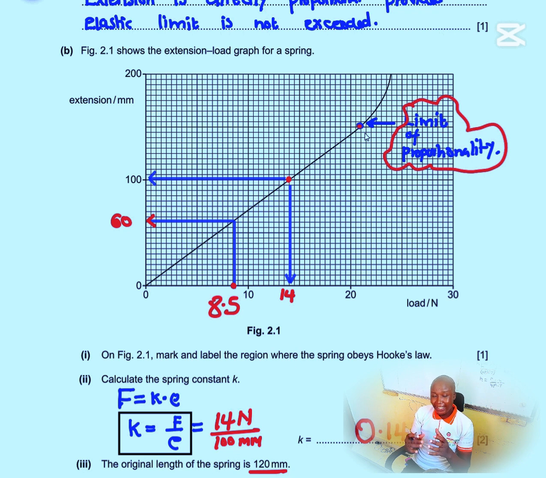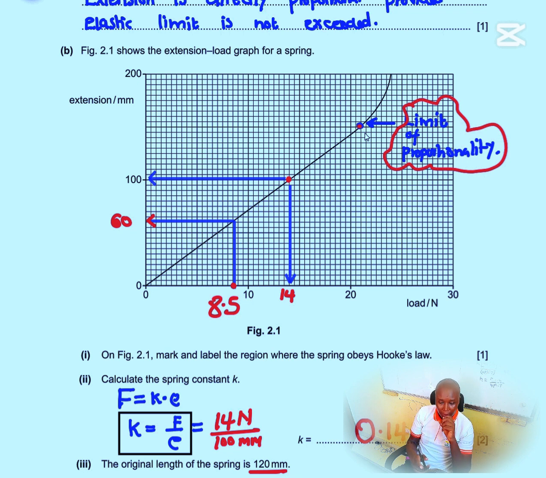So if you are asked to define limit of proportionality, what are you going to say? Can you put it in the comment section there? What is the limit of proportionality? If you are preparing for these major exams, you should know how to define the limit of proportionality.